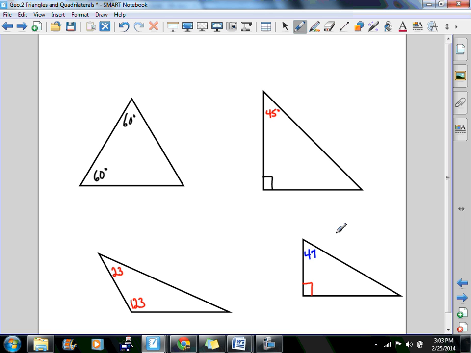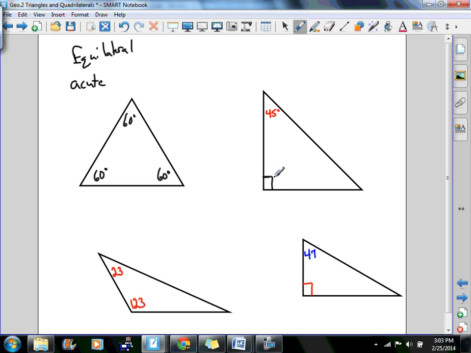So for each of these triangles, the first thing we have to do is make sure we fill out the third angle. So I know the sum of all of the angles of a triangle is 180 degrees. Therefore, this angle has to be 60 degrees. Therefore, I notice that is 1, 2, 3 equilateral triangle. But every angle is less than 90 degrees. Therefore, it is also acute. So it's got 2 words describing it.